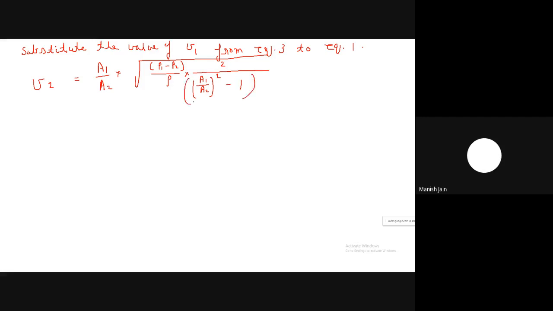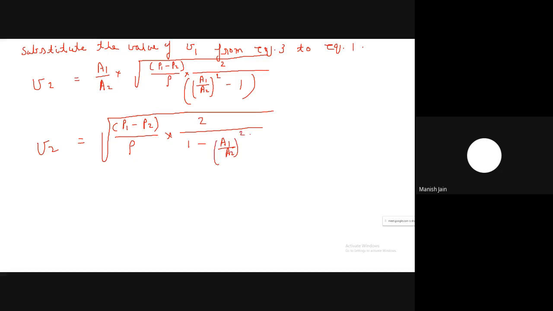Now, if you take this A1 by A2 inside the root, it will become A1 by A2 whole square, and just rearrange the equation, you will get this expression: P1 minus P2 divided by rho, multiplied by 2 divided by 1 minus A1 by A2 whole square. So this is the value of V2, and this is equation number 4.